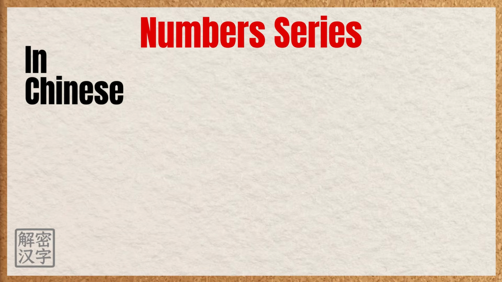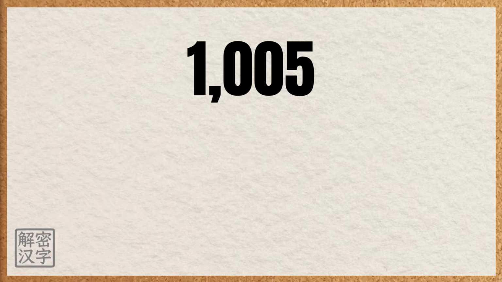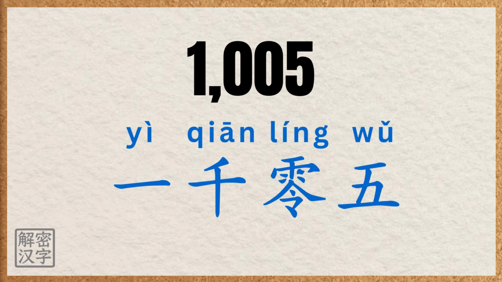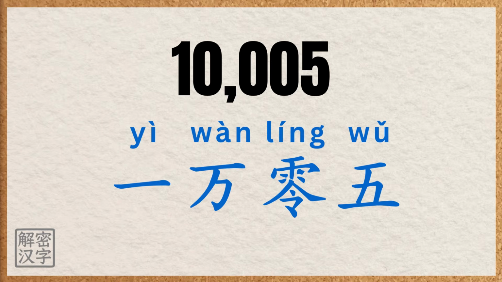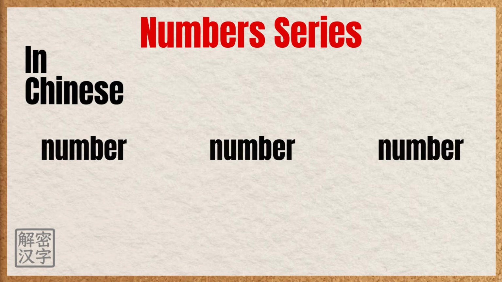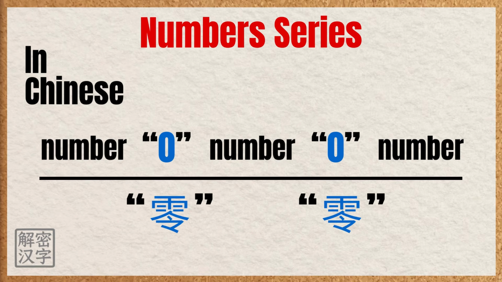Even if there are several zeros in a row in the middle of a number, we still use just one ling to link the parts. For example, 1005 is yi qian ling wu, and 10,005 is yi wan ling wu. If zeros appear in different places within the same number, we use ling each time there's a gap to connect the parts.